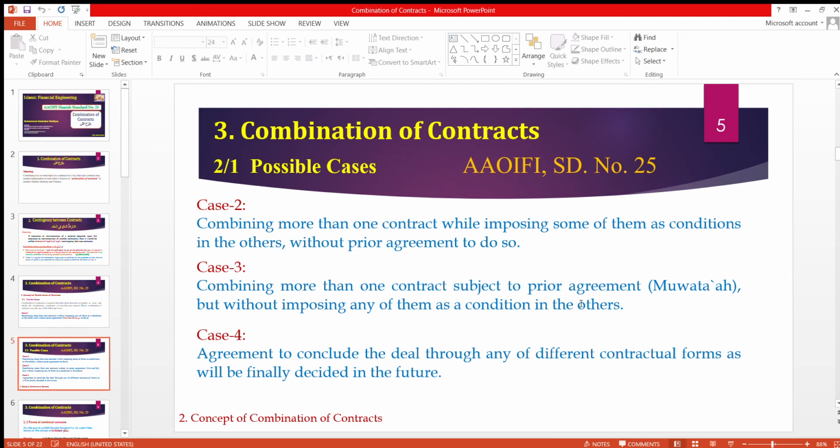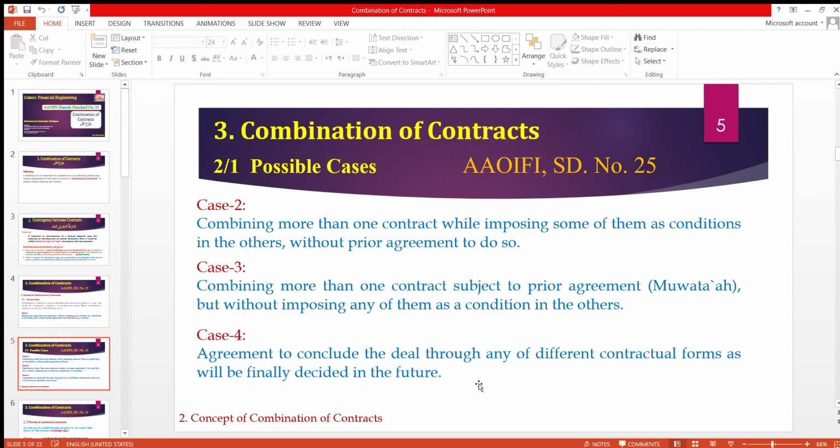Case 4: agreement to conclude the deal through any of different contractual forms, as will be finally decided in the future. So they said that they have designed one product in which they have gathered 2 to 3 contracts together, but each contract will be completed at its own specific time, and all contracts are independent; they are not conditioned on each other.